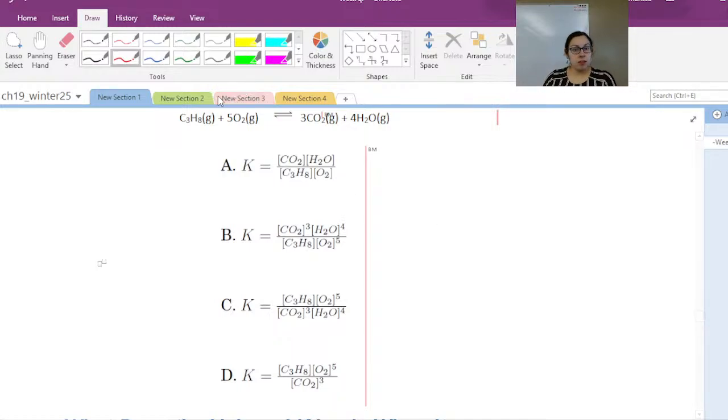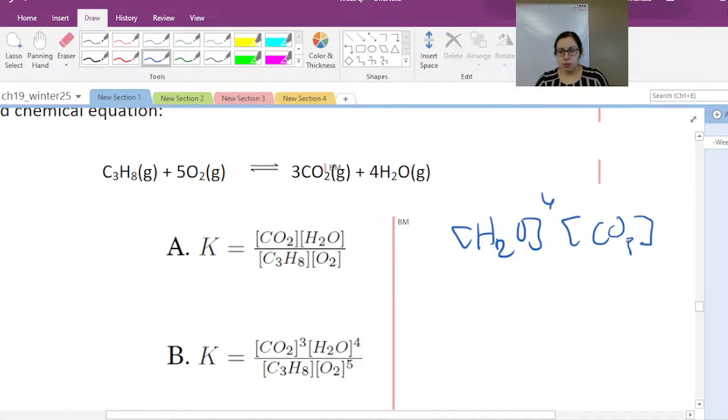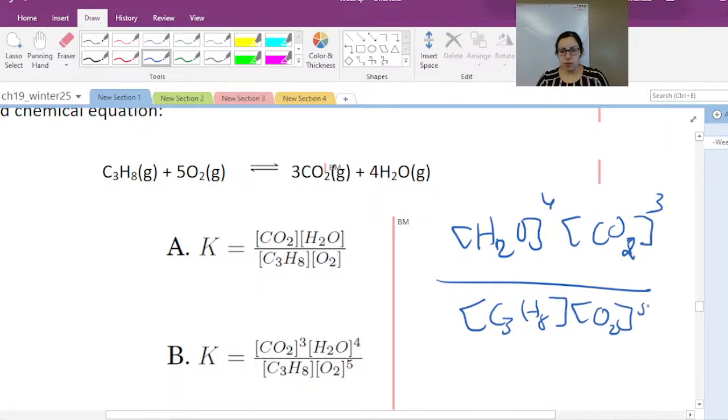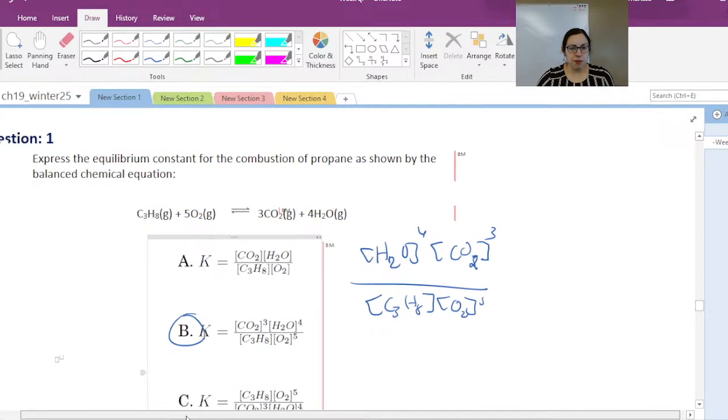So let's see. Who thinks A? What about B? Yes, everybody likes B. And any votes for C or D? So B looks good, and you could, of course, write it yourself. So products over reactants, so H2O to the 4th times CO2 to the 3rd over propane, and again, they're all in the gas phase, over O2 to the 5th, which matches B. So excellent. Questions on that one?